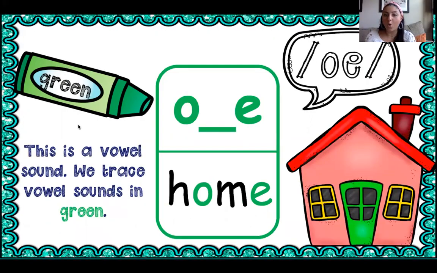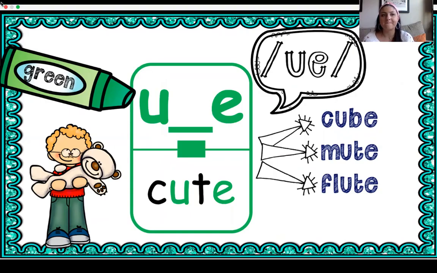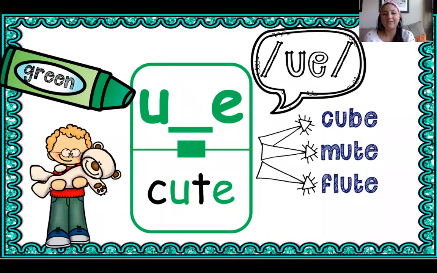The sound is O. O, magic E, O. Like in the word home. I'm thinking of the word store, store. All right, next one we have is the U sound. They gave us the example cute, or cube, mute, flute, U. I like the word flute that they chose.